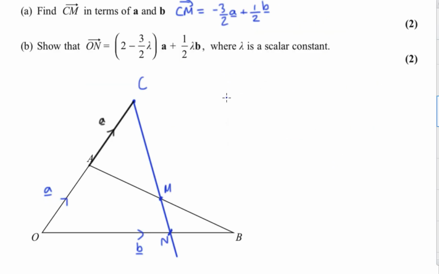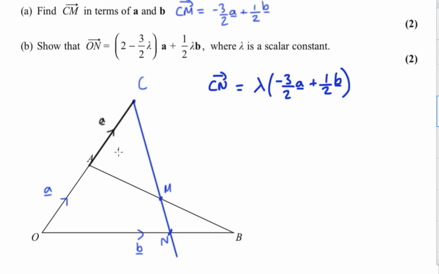Okay, so in part B, we've just shown that C to M is this. C to N is going to be some multiple of that. So C to N is some multiple, so let's say lambda lots, of minus 3 over 2A plus a half of B.